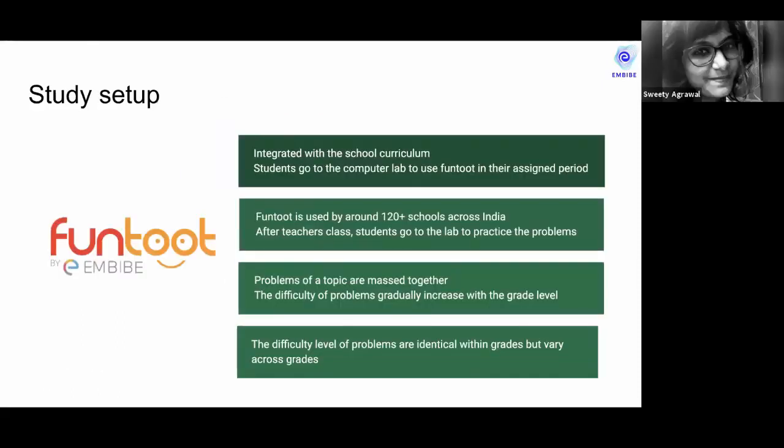For this study, we have used a platform called Funtoot, which is integrated in the school curriculum. Funtoot is an adaptive learning platform, which is used by grade 2 to 9 students in schools, and which is now acquired by another startup called Imbibe. In Funtoot, students go to the computer lab in the school after a teacher has taught a particular topic in the classroom, and then they practice problems on Funtoot. On Funtoot also, the problems are given in a blocked fashion.